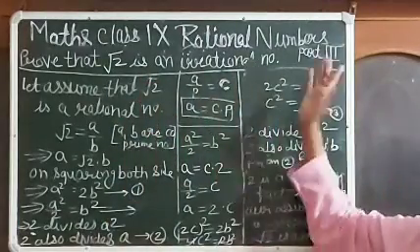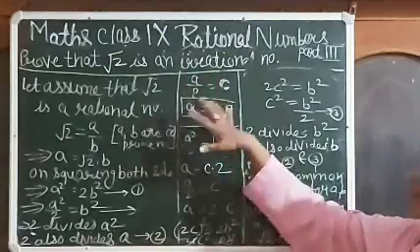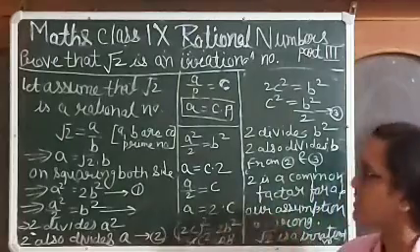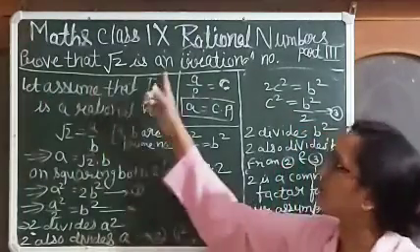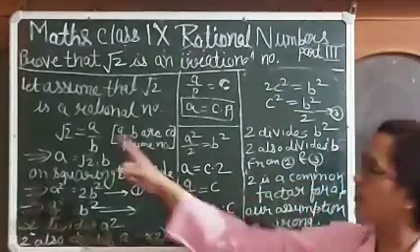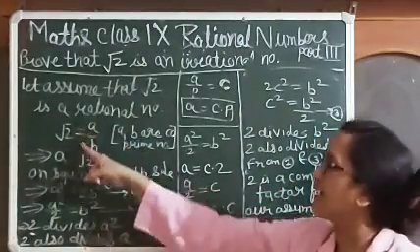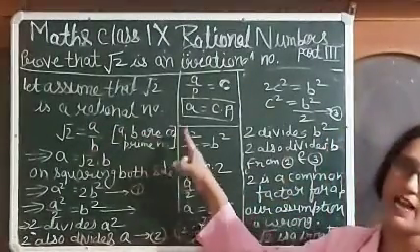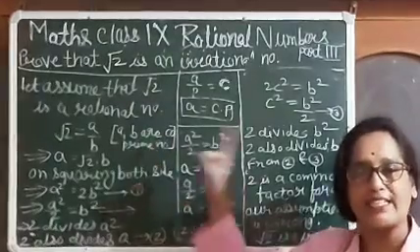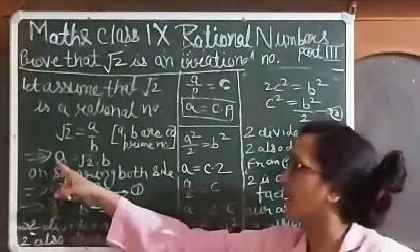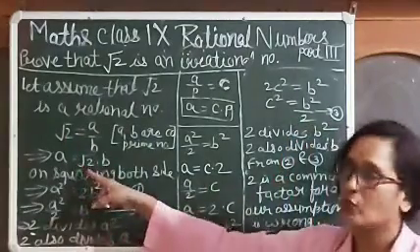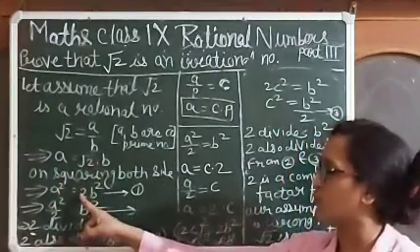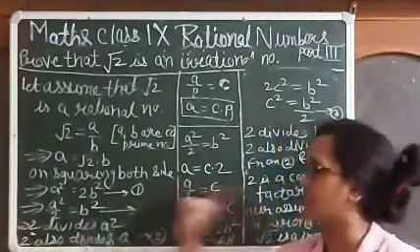I explained that if a prime number divides a square, it also divides the square root. Again I am explaining. Let's assume that root 2 is a rational number. Root 2 is equal to a upon b, where a and b are co-prime numbers, which means they have only one common factor. Cross multiplying, a is equal to root 2 into b. On squaring both sides, a square is equal to 2b square, and dividing by 2 we get b square.